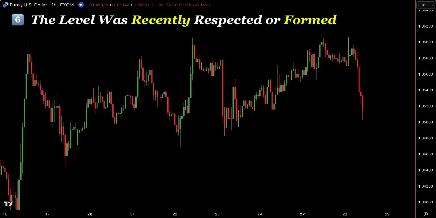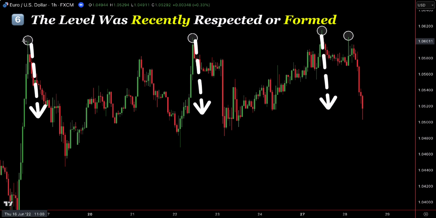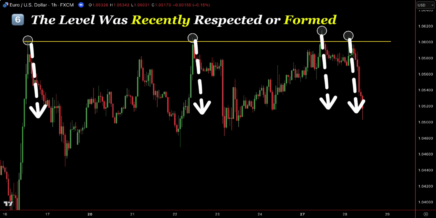The level was recently respected or formed. Fresh levels always carry more weight. Even though historical swing highs and lows can still be relevant, the most meaningful levels are the ones that have been respected recently. They have clear and recent reactions, which means the level is still relevant in the current market. In the chart example, the resistance zone was tested multiple times in the recent past, making it highly relevant for upcoming trades.